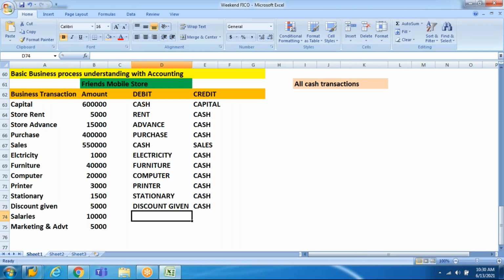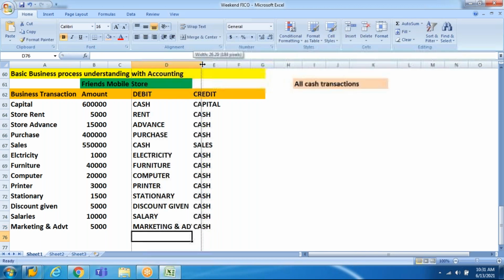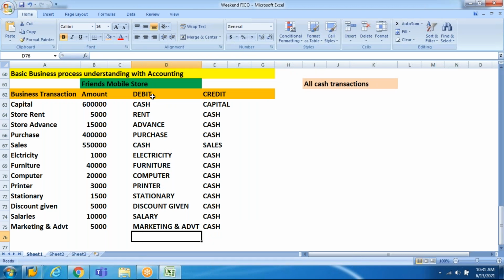And for salaries, salary account debit, cash. Salary to cash because salary is an expense. For marketing and advertisement, same expense, marketing and advertisement to cash. Now, is this clear for everybody? The accounting entry, debit, credit, why we have debited, why we have credited each account? Any doubt in this, or it is clear? It's clear, right?